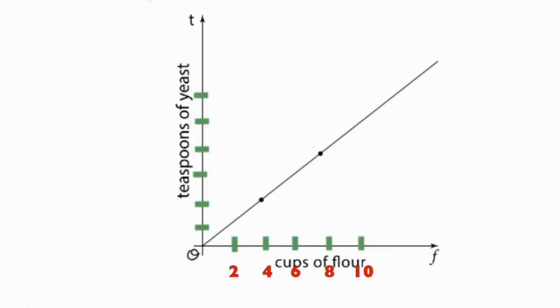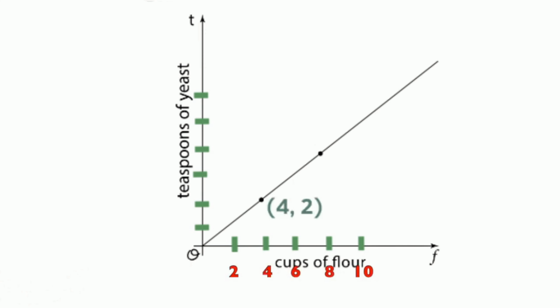The f-axis across the bottom, I'm counting in 2's for the cups of flour, 2, 4, 6, 8, and 10. Each green mark represents 2 cups of flour. You don't have to count by 2's, that's just how I set it up. The vertical axis is labeled T for teaspoons of yeast, and I counted by 1's. Each mark represents 1 teaspoon of yeast.